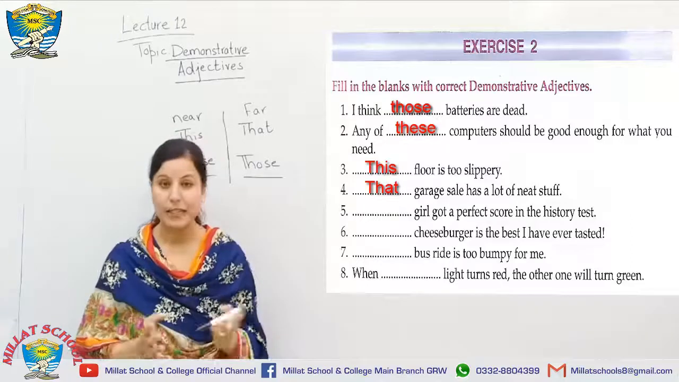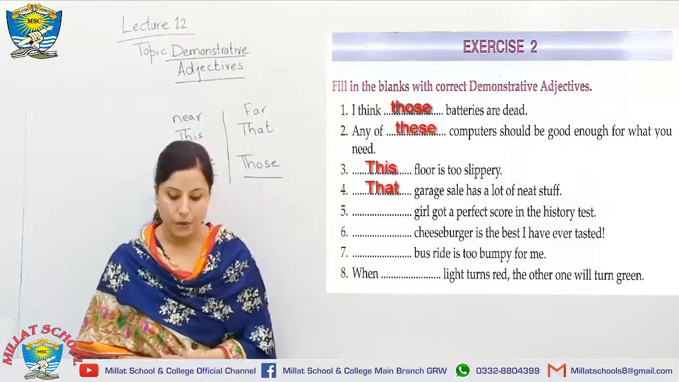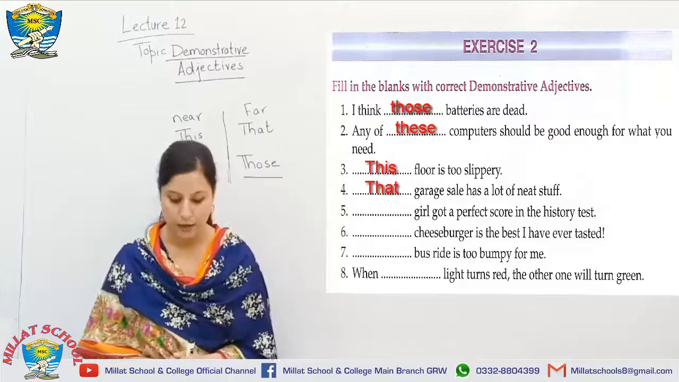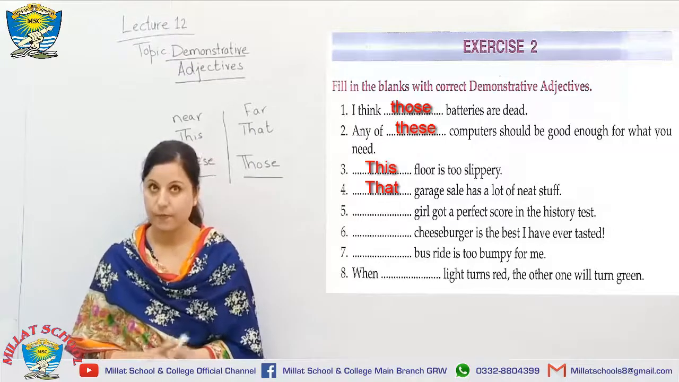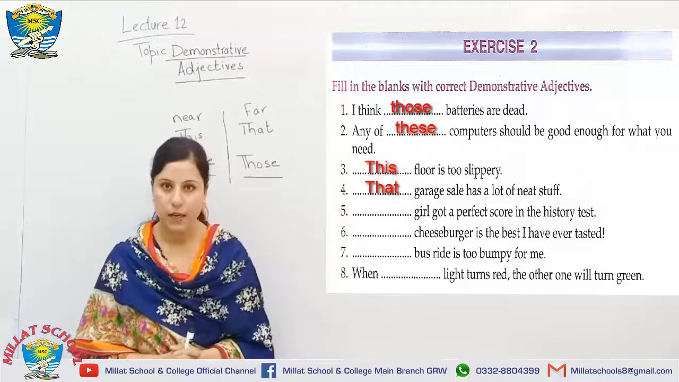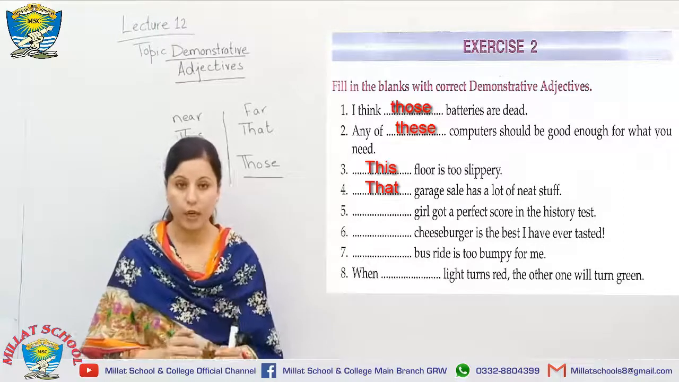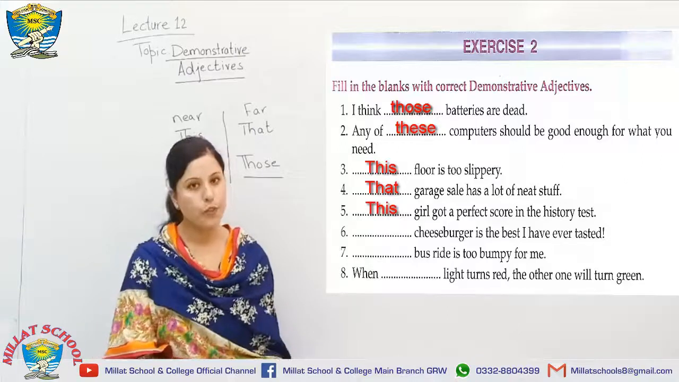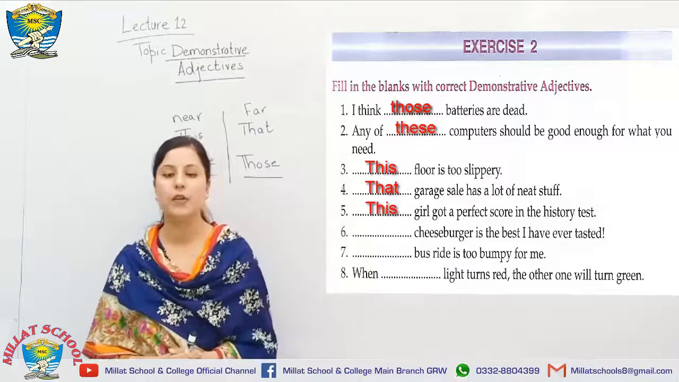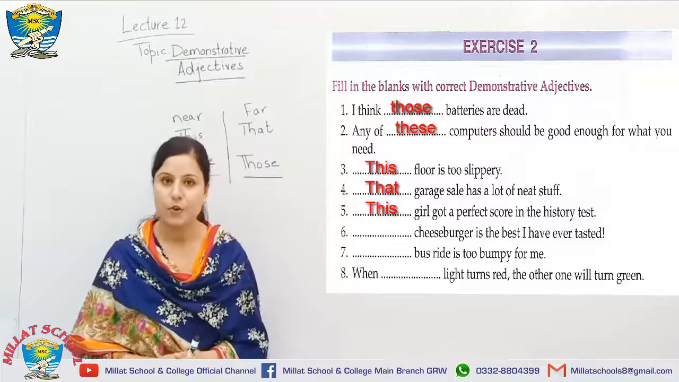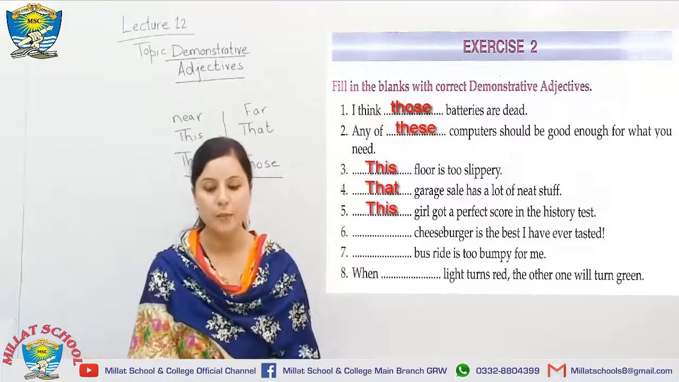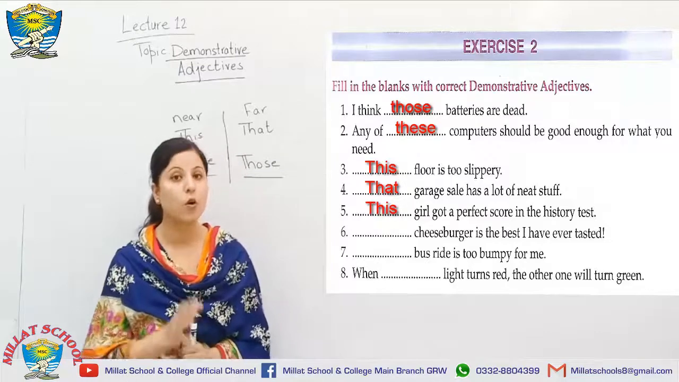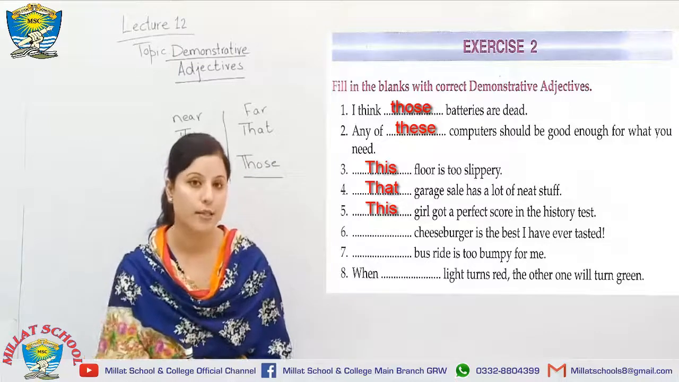Number 5. Dash girl got a perfect score in the history test. What does it mean? It means that we are talking about someone who is near us. So we will choose the demonstrative adjective this. So the rest of the sentences will be done by you on page number 60 also, because all these sentences are your assessment now.